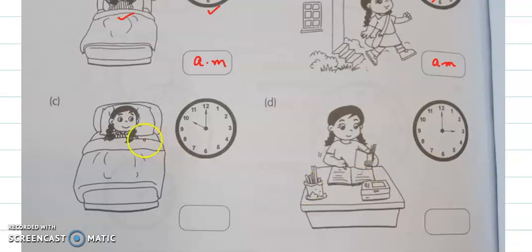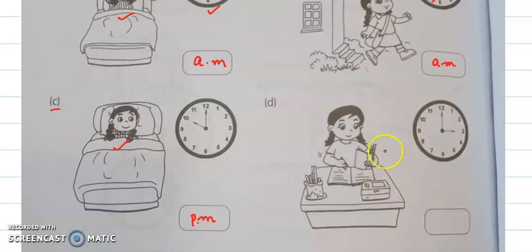The next picture, the girl is ready to sleep. Now we have to look at the clock also. The time is showing 10 o'clock. Now 10 o'clock can be in the morning, can be in the evening. We don't sleep at 10 in the morning because that is the school time. So we will say that it is after the midday, and after the midday it stands for PM, post meridiem. So this activity will fall in the post meridiem, PM. We will write that.